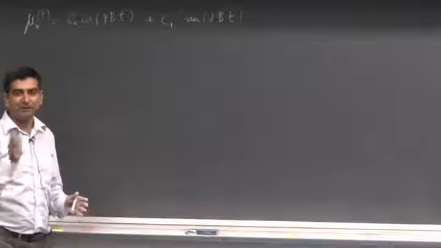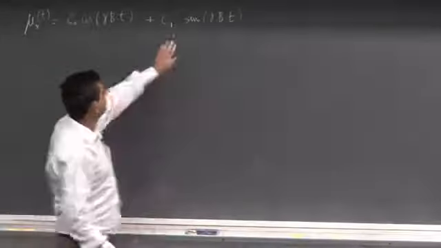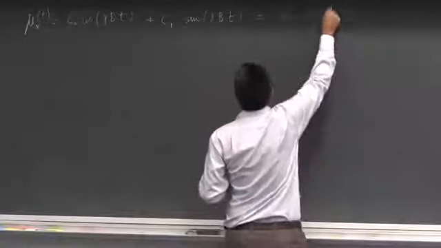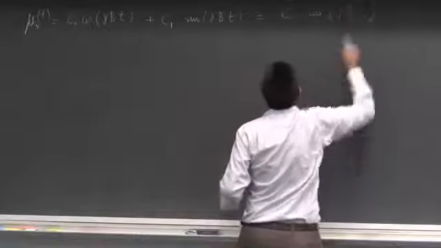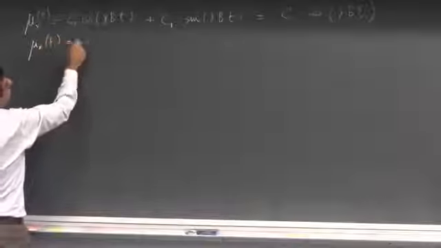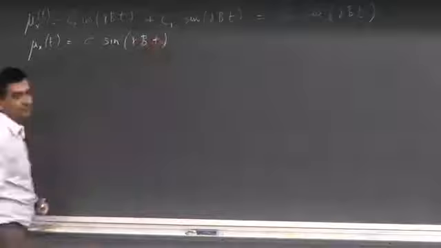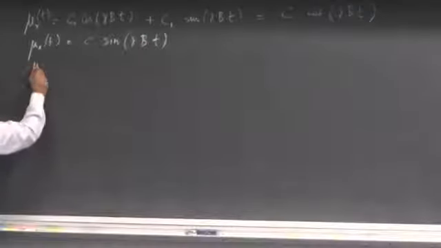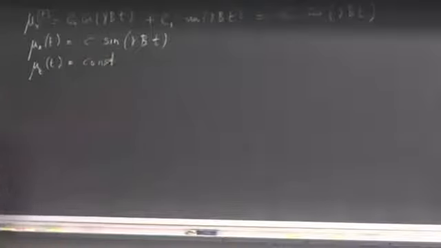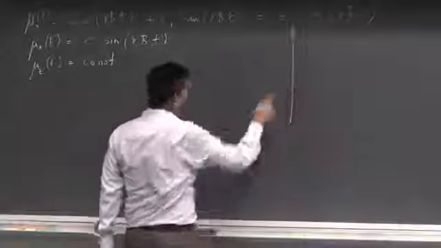And I can use initial conditions such that c1 equals 0. So initially, my moment is pointing along the x direction, so I can put this thing to be 0. I can have some constant c cosine of gamma b t. Then my mu y is going to be equal to c sine of gamma b t. And my mu z as a function of time is not a function of time, it's just some constant.